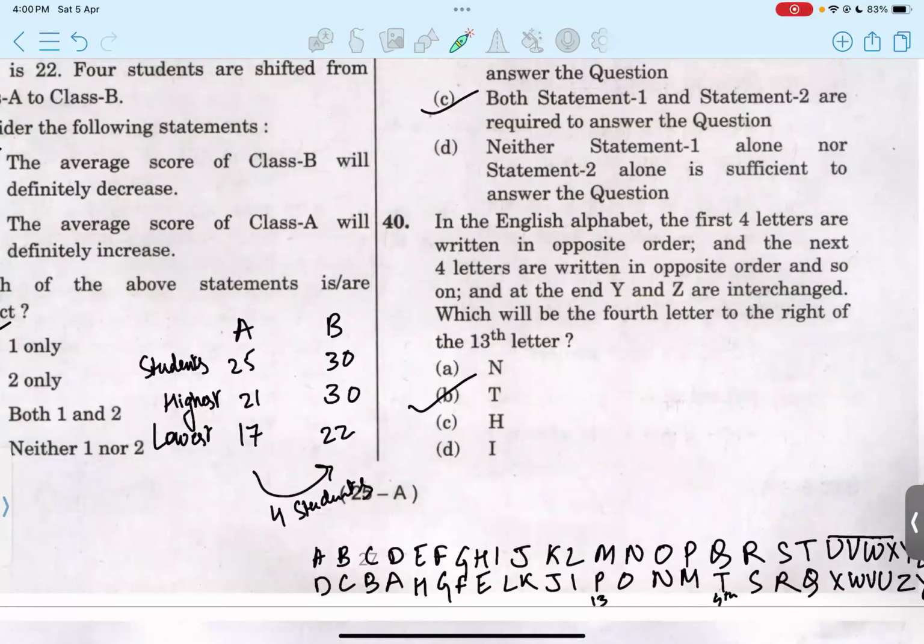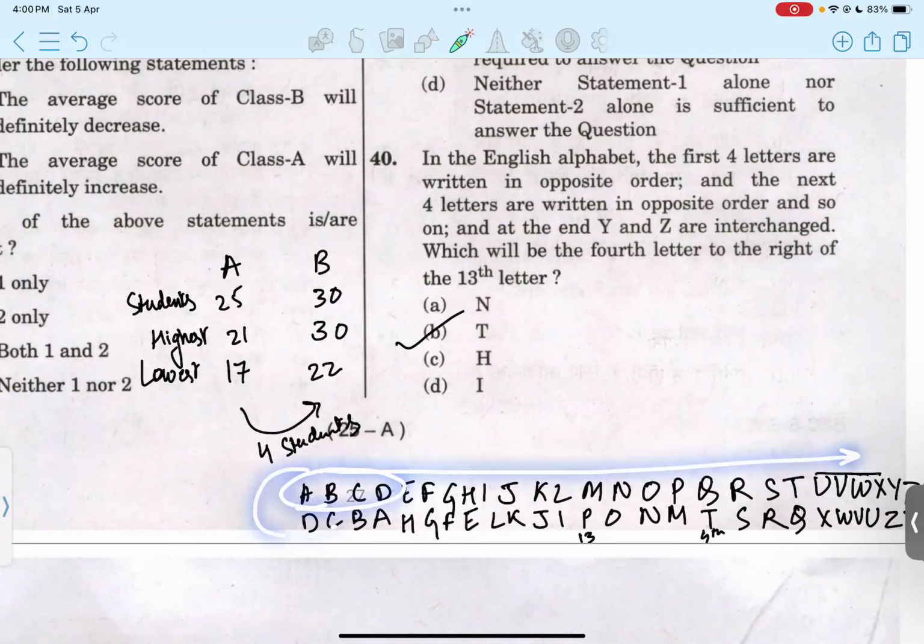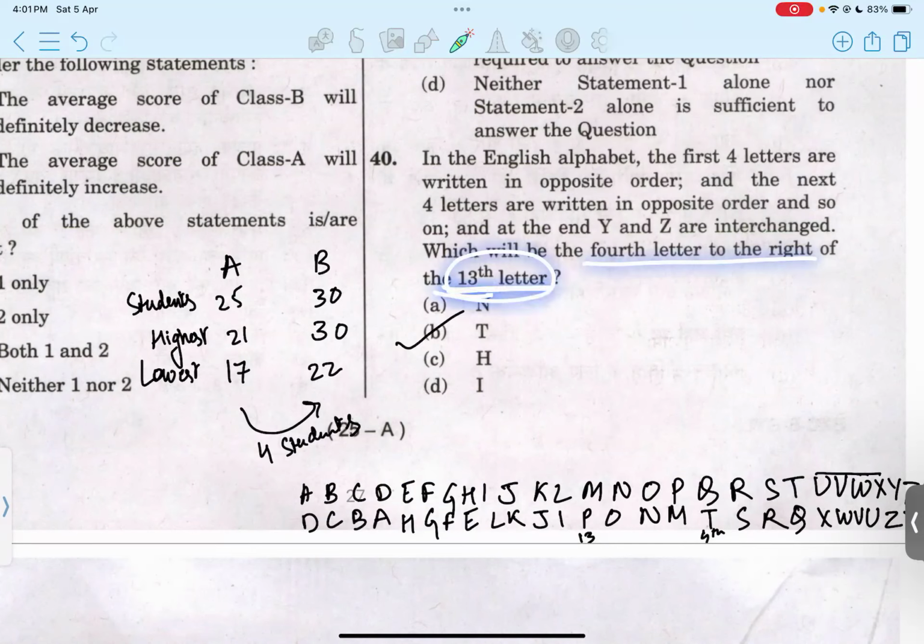Last question for the day. So we are given the English alphabet. The first 4 letters you write in opposite order, and you keep going. So you follow a similar pattern in sets of 4. At the end we will be left with Y and Z, so you interchange them. First complete writing this pattern. This is the normal pattern, and then for these 4, what will the reverse be? D C B A. Then you write the reverse of the next 4. So in this way you have written the pattern. Now you have to get to the 4th letter to the right of the 13th letter. First, which is the 13th letter? That is P. Now which will be the 4th letter to its right? That is being asked. So T will be the 4th. 1 2 3 4 is T.